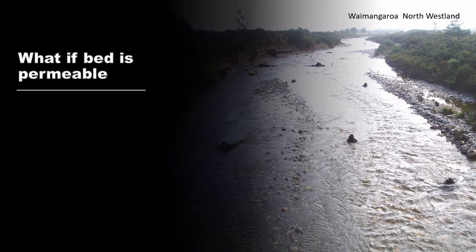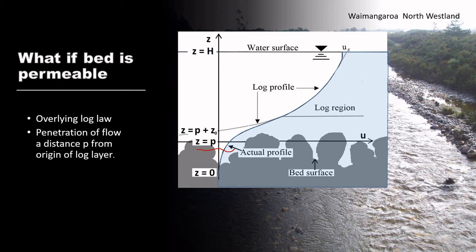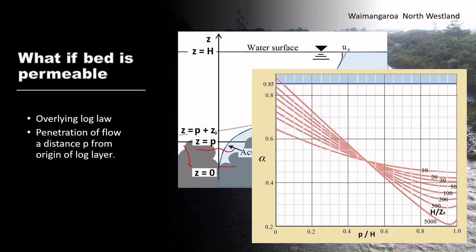We can also look, we've got the Waimangaroa River here in Northwestland. We can also look at what happens where the bed is permeable. So some of the flow is passing through the bed, and this affects our alpha ratio. In order to do this, we assume there's an overlying log law, and the flow penetrates a distance p from the origin of the log law. So the velocity goes to 0 within the bed itself.